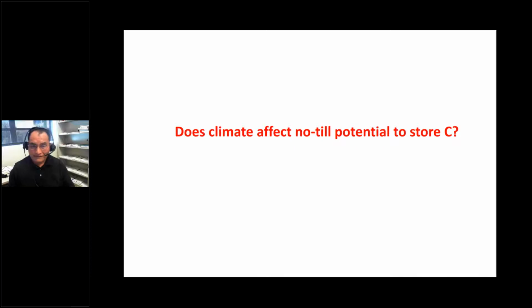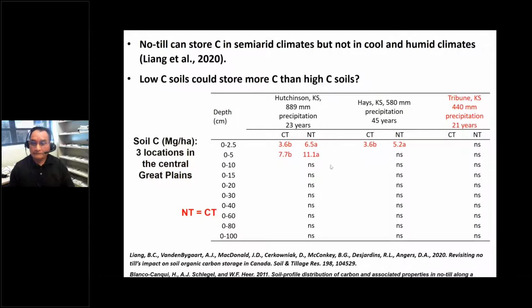So one question is, does climate affect the effect of no-till on carbon sequestration? One may be quick to answer this, say yes. Liang et al. in Canada did a review of all the no-till compared with CT studies in Canada. What they suggested is that no-till, yes, can store more carbon in semi-arid climates, but not in eastern Canada.